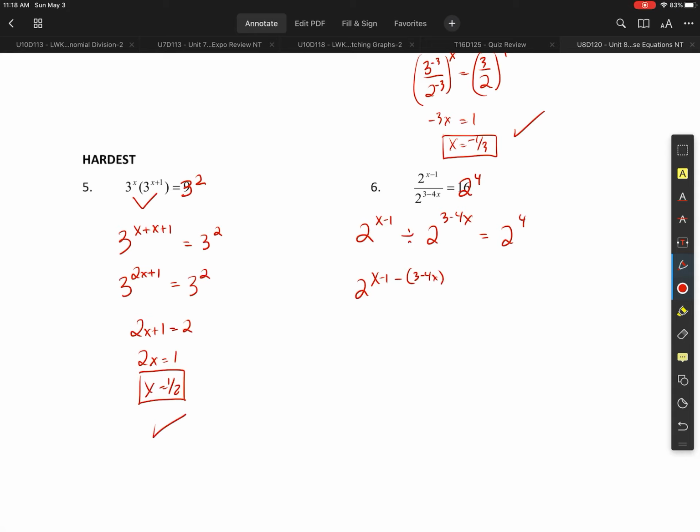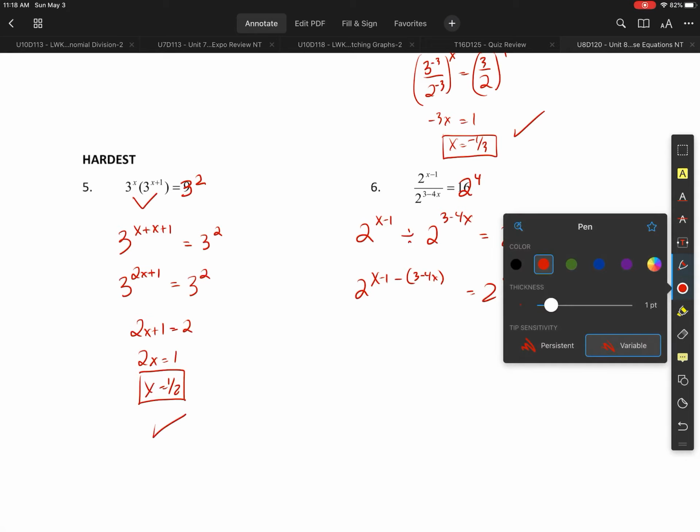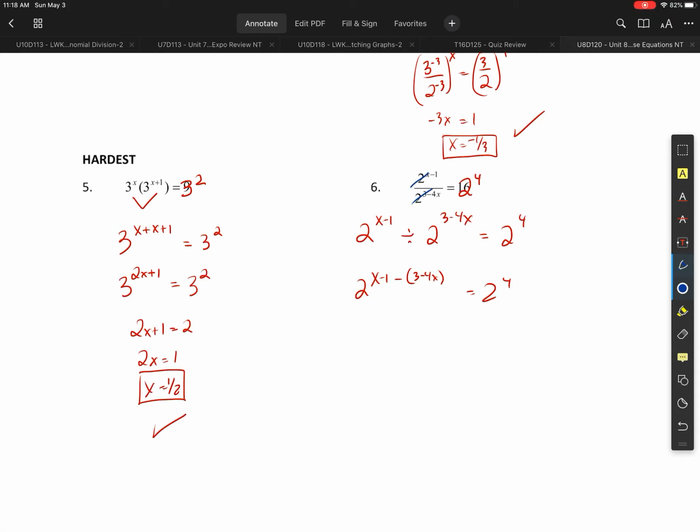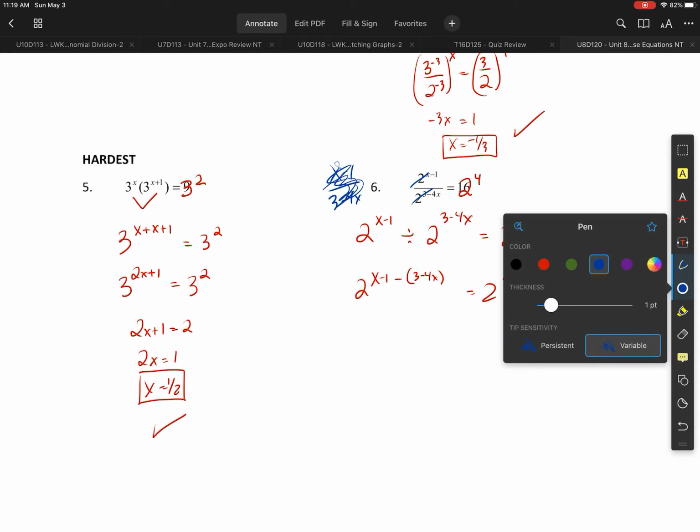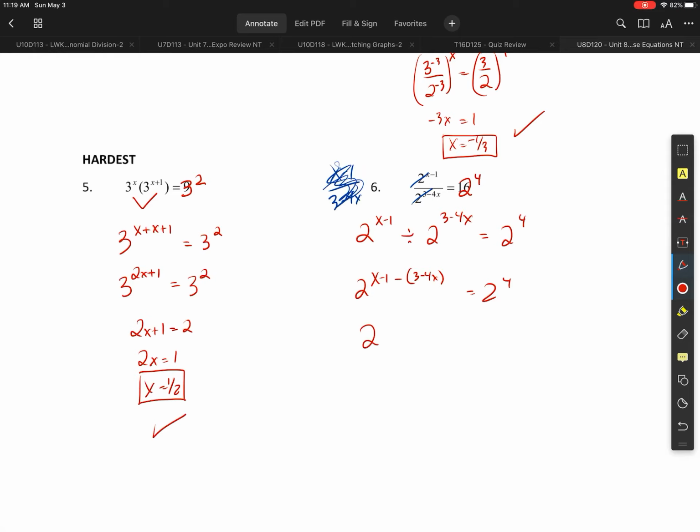So we have this, whereas a lot of people just start canceling 2's and telling me like x minus 1 over 3 minus 4x equals something. No way, no way, not going that route. Alright, so going back to the way we were going, we distribute our exponent, we distribute our negative, we got x minus 1 minus 3 plus 4x equals 2 to the fourth. 2 raised to the 5x minus 4 equals 2 to the fourth.